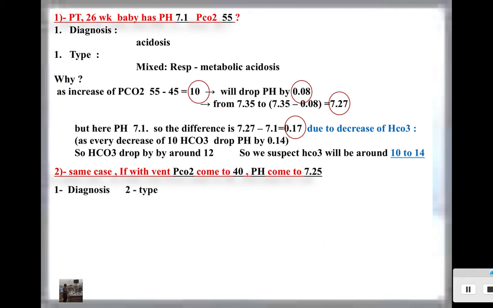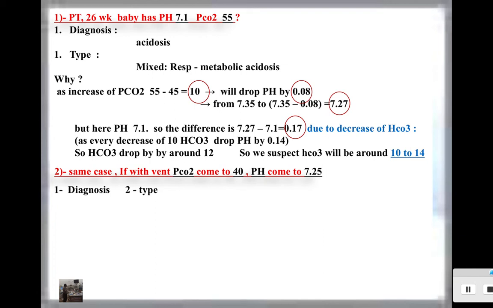If the same case, we start to give good ventilation for the baby and good support, and then we repeat the blood gas and find that the PCO2 came down from 55 to 40, so down by 15, and the pH comes to 7.25. So what is the diagnosis now? The pH is still acidotic, the CO2 is normal, so it is metabolic acidosis.